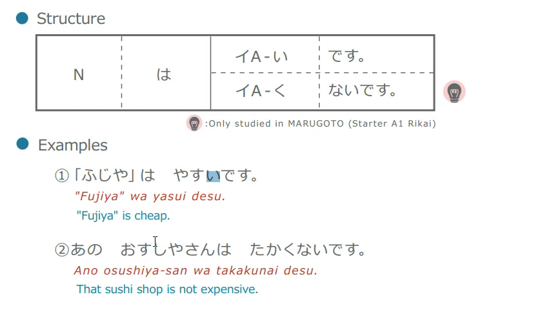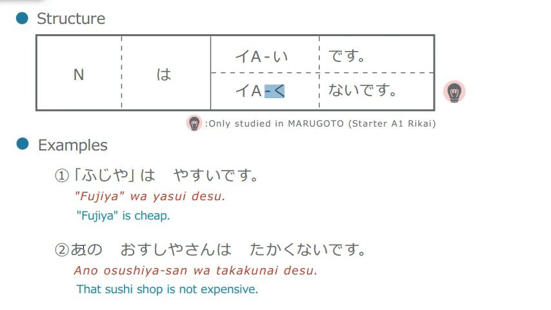Let's have a look at number 2, and that is looking at a negative adjective. We know it's negative because it says not. We're looking at something that's not expensive. So we're going to be following this structure here. Ku and then nai. Remove the I, add ku and then nai, kunai.